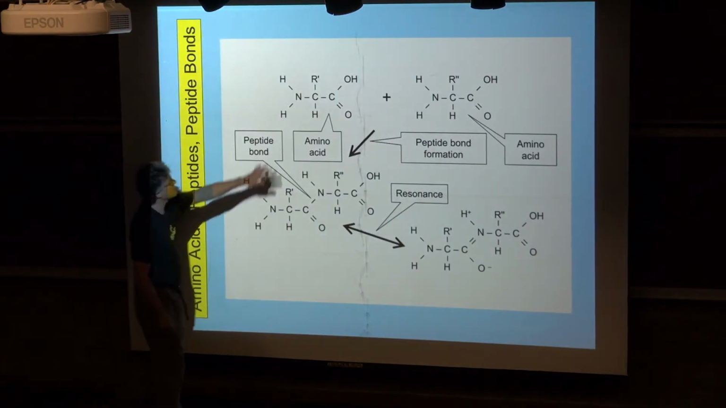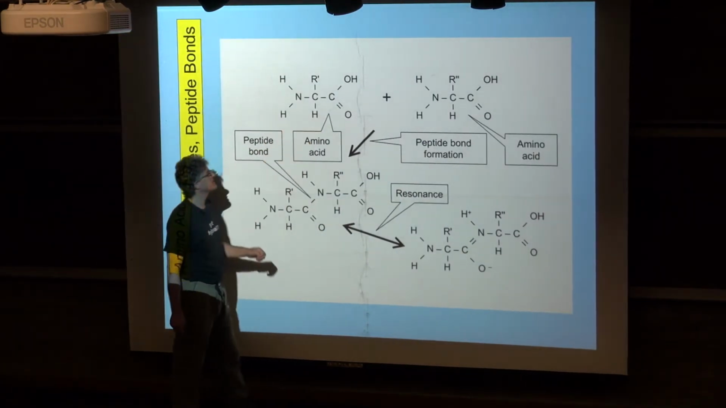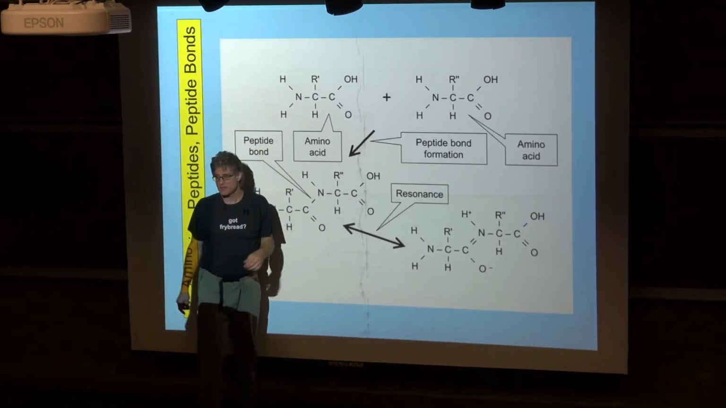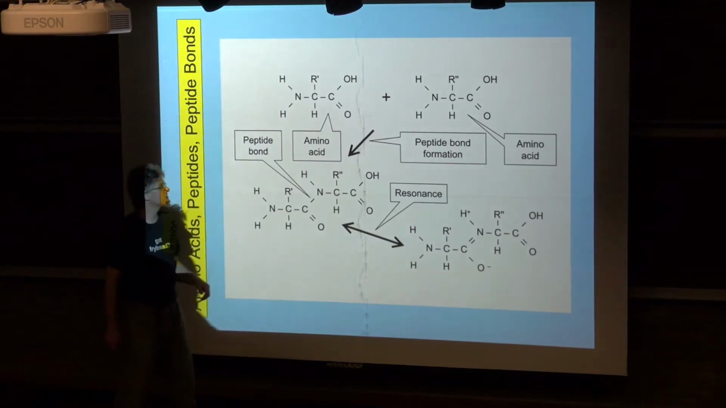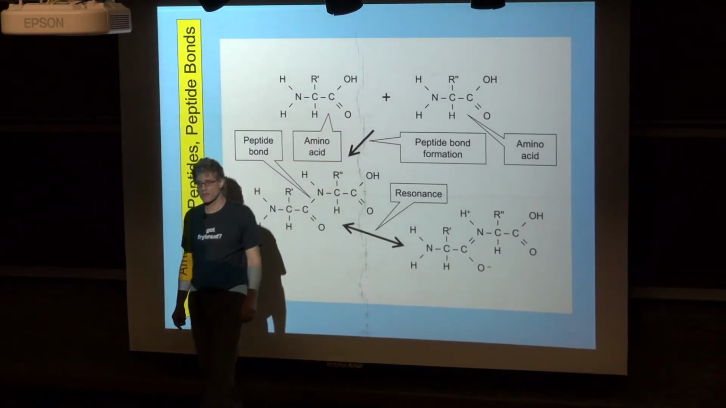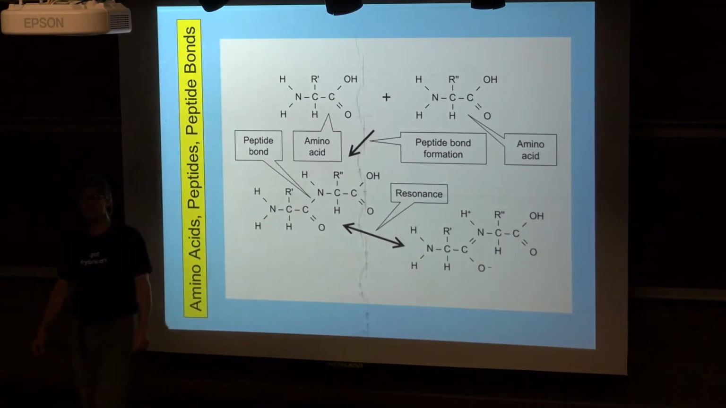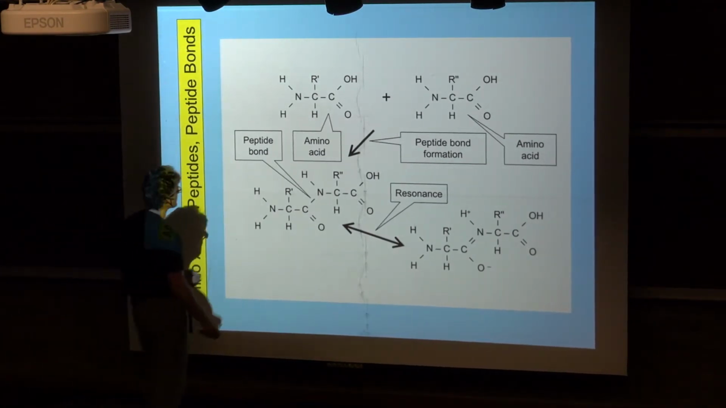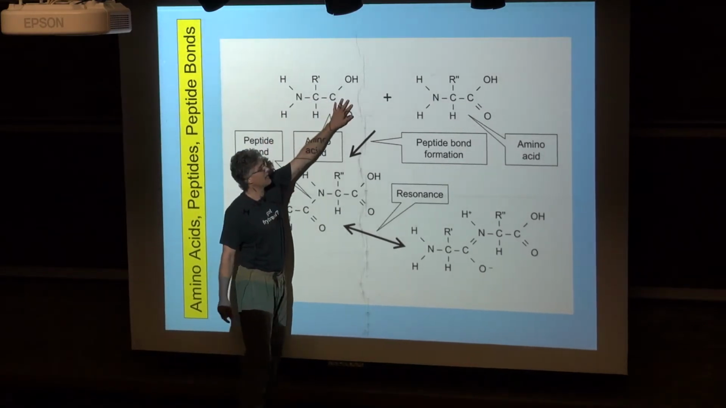So the basic unit of polypeptides is the amino acid. The amino acid consists of an amine group, that NH2, and a carboxylic acid group, that COOH, hence amino acid. That's where the name comes from, amino acid.